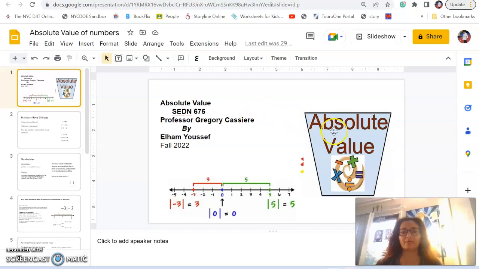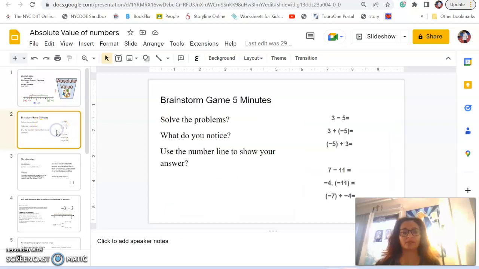Today we're going to learn about the absolute value. So before we start our lesson, let's get into our routine and work on the do now. Please get your notebook out, pen and pencil, and we're going to take the first 5 minutes to do the do now.